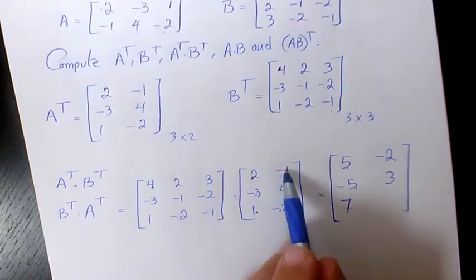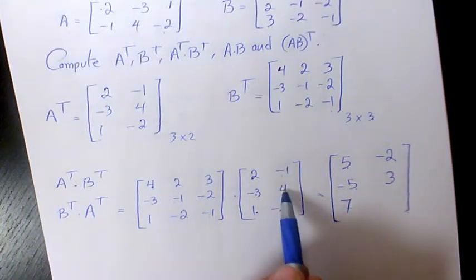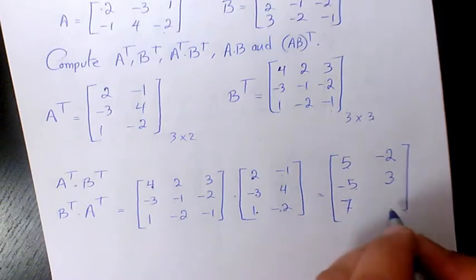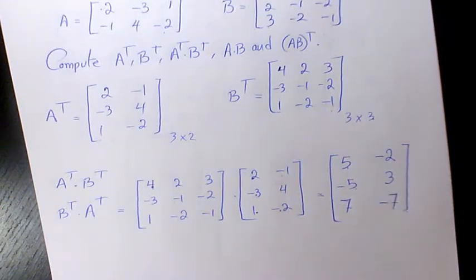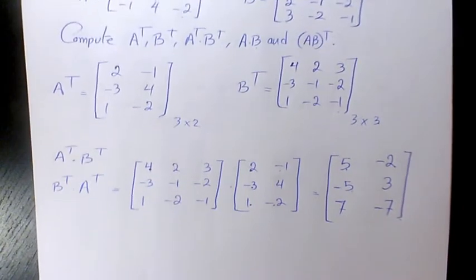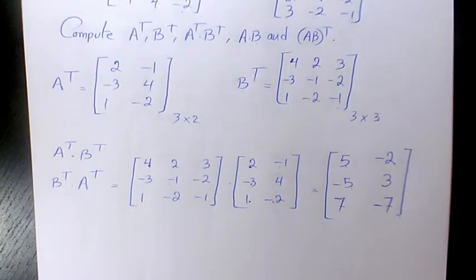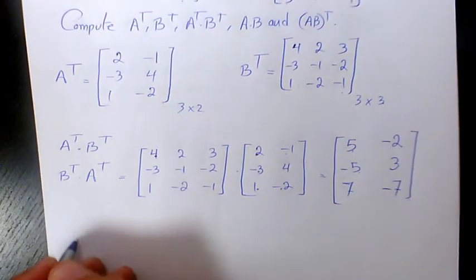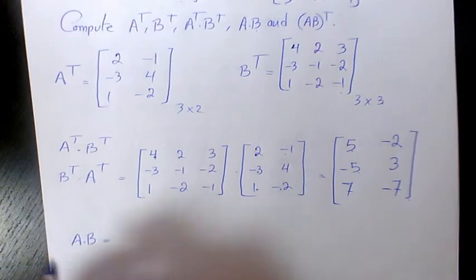1 times negative 1, negative 1. Negative 2 by 4, negative 8. Negative 1 times negative 2 is going to be positive 2. So negative 1 minus 8 plus 2 is going to be negative 7. So that's B transpose times A transpose. Now it says, what is (AB) transpose? So let's multiply A by B first.